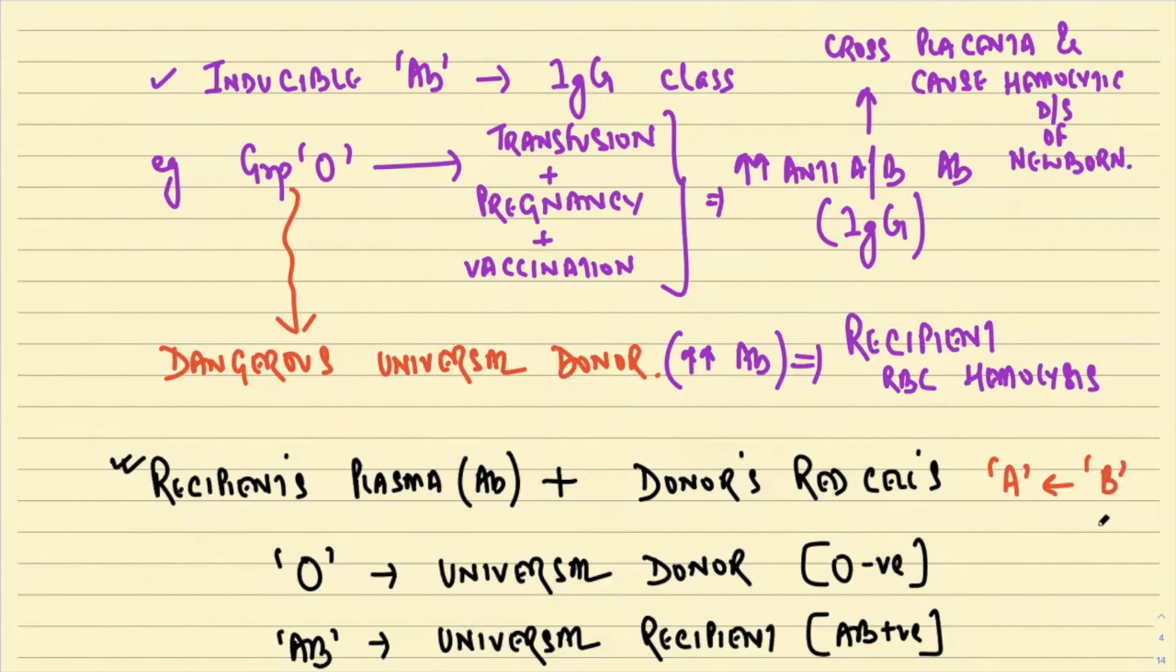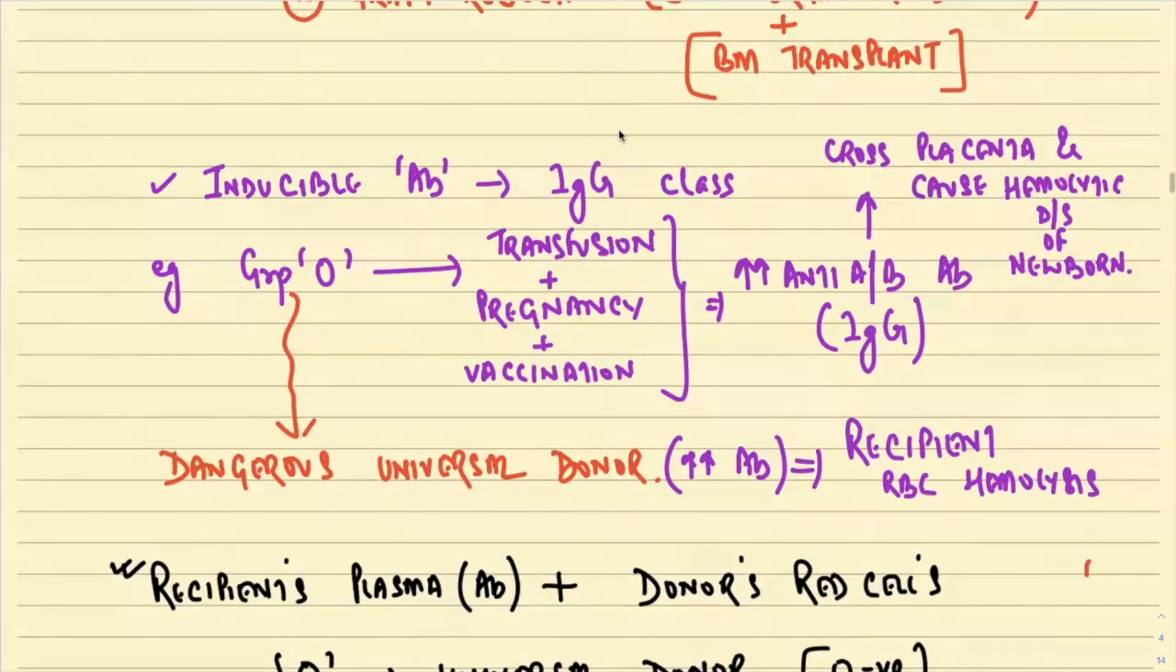So for any kind of antigen that is not present in the body, if you introduce that antigen, then antibody will be produced for that particular antigen. Just let me make this point clear to you all. It will become very clear. Just listen to me carefully. Inducible antibodies are of IgG class. Any kind of inducible antibody can be of IgG class.